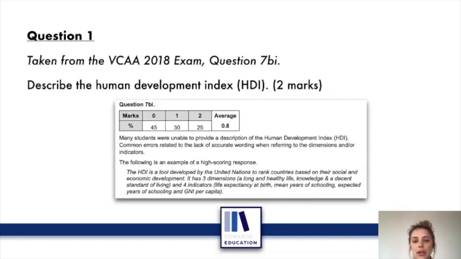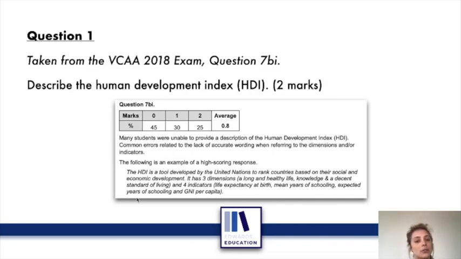I've taken the information from the 2018 exam. So this high scoring response here. So the HDI is a tool developed by the United Nations to rank countries based on their social and economic development. That line there would get you 1 mark.